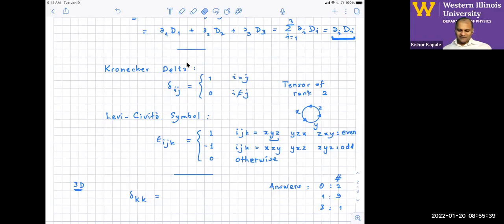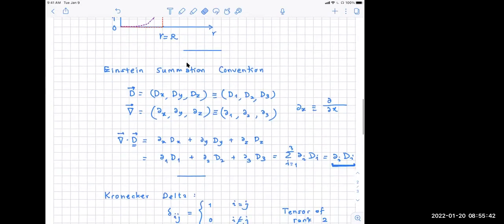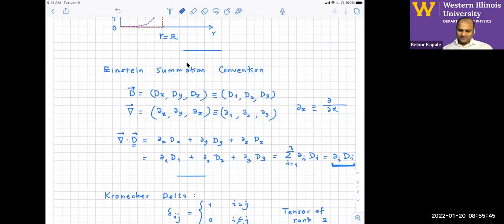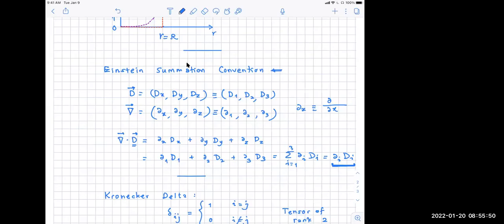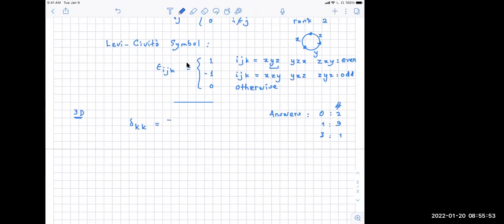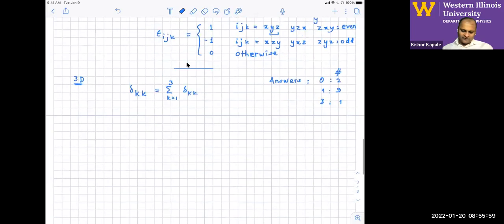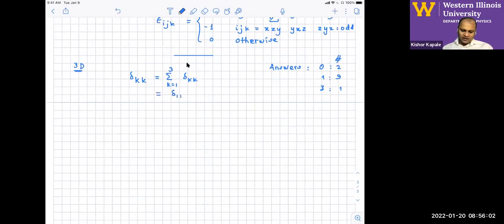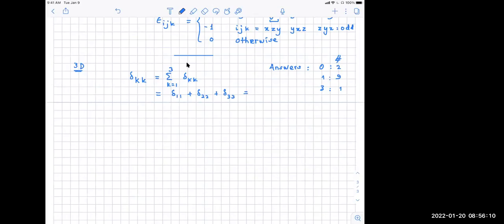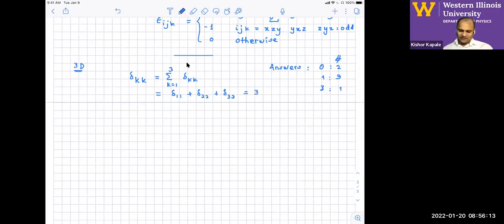It's not. You forgot. You said in 3D, right? Einstein summation convention: if an index repeats, summation is implied. It will be 3. So this is going to be the sum over k going from 1 to 3 of delta kk, which means it is delta 11 plus delta 22 plus delta 33. And what is that value? Definitely 3. So the answer is this, not that. So you get the idea.